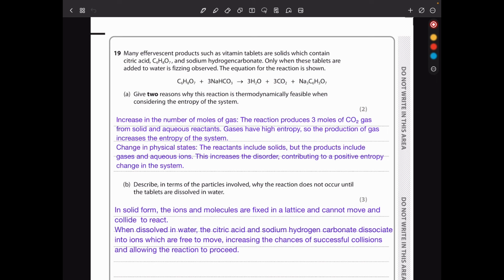Also, change in physical state. The reactants include solid, but the products include gases and aqueous ions. This increases the disorder, contributing to a positive entropy change in the system.